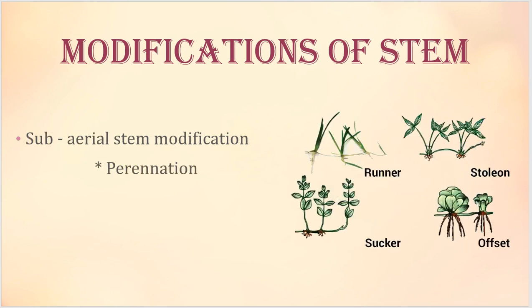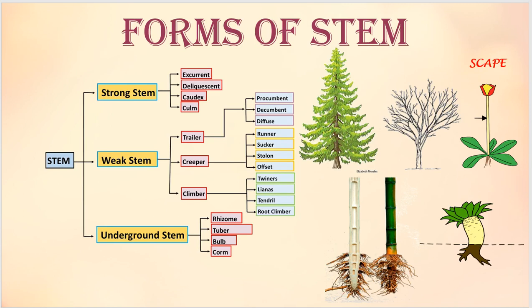And the next one, as I said just before, is the subaerial stem modification. Here we are learning about the runner, stolon, sucker and offset. These come under the common group of weak-stemmed creepers.